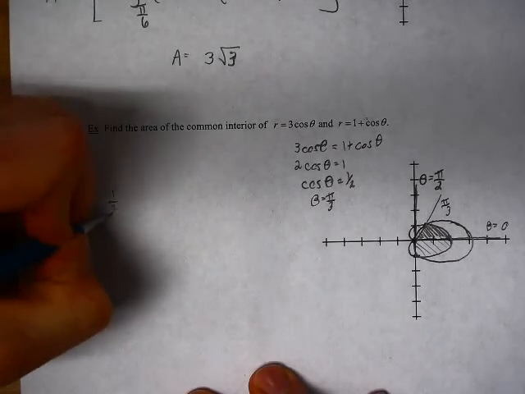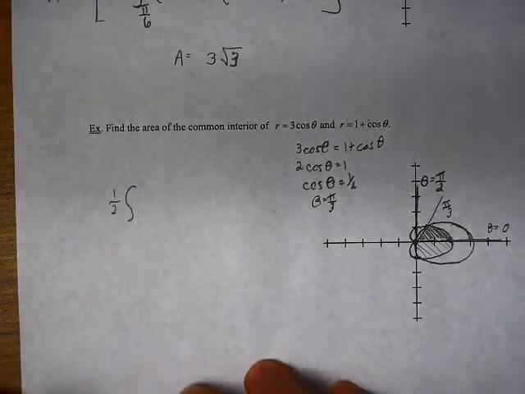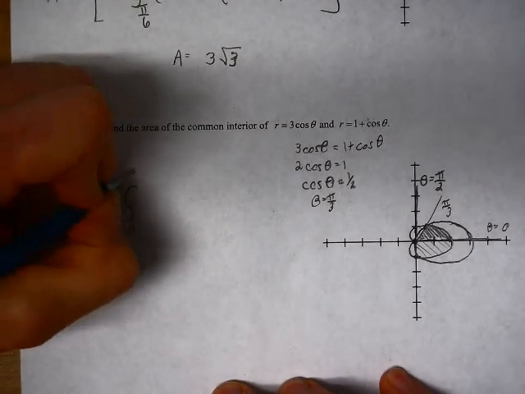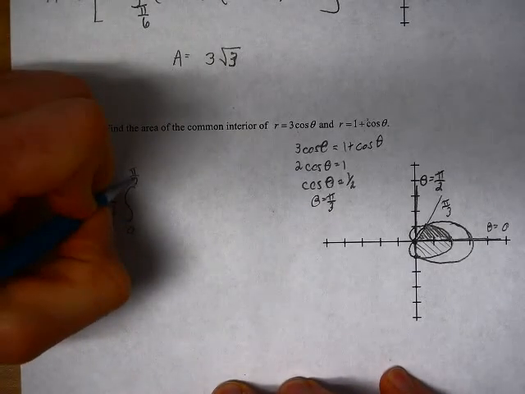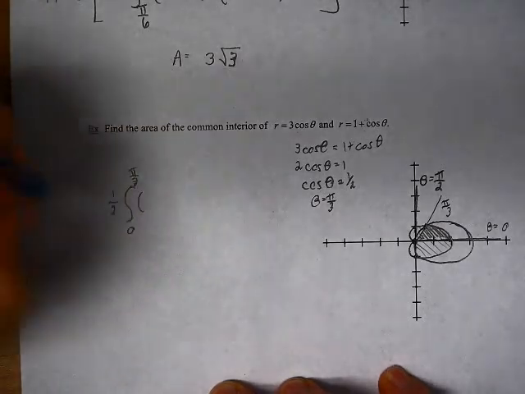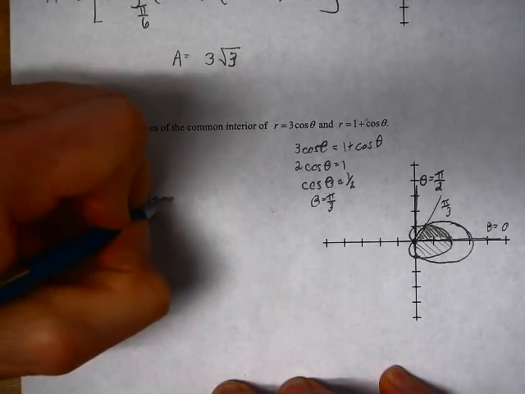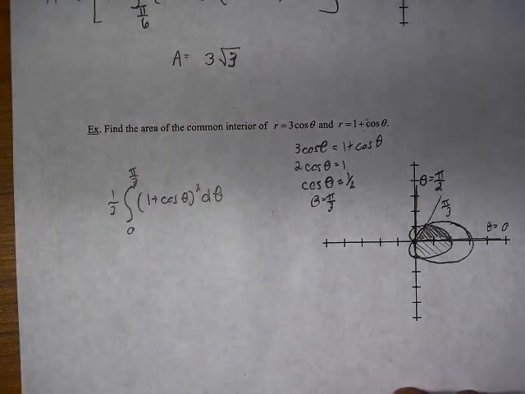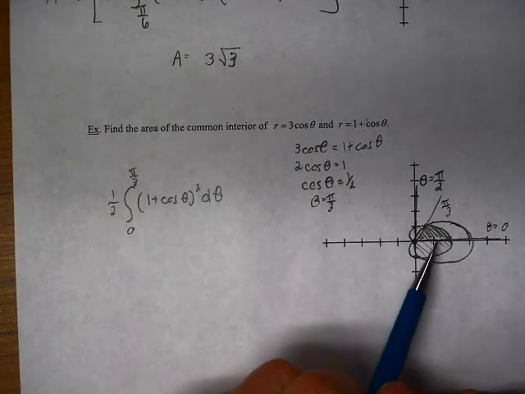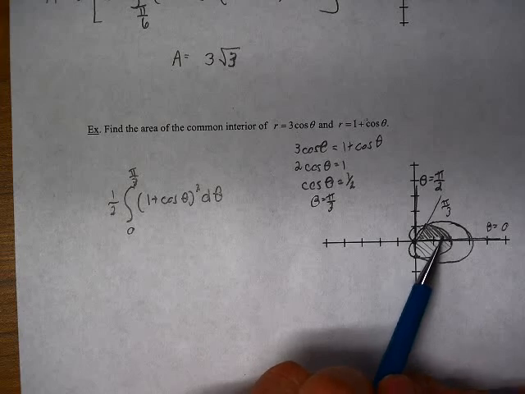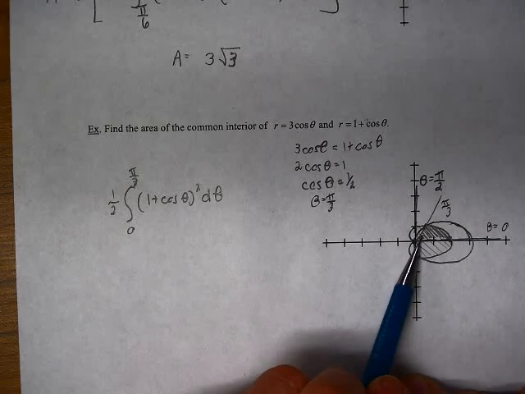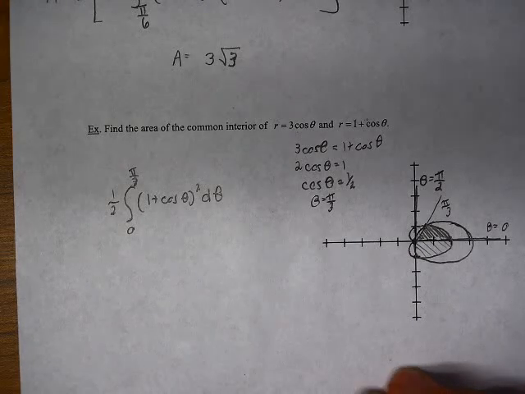So when I calculate, I'm going to go 1/2, and then I'm going to integrate from 0 to pi over 3. And that's going to be the quantity 1 plus cosine theta squared d theta. And again, this gives me the common interior that is contained inside that cardioid between 0 and the angular measurement pi over 3. Alright, so that gives me that one.